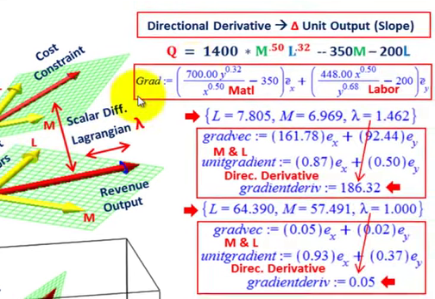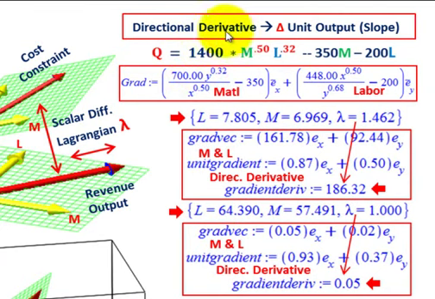So then finally, just looking at it in terms of a directional derivative, to try to tie that in. And remember, the directional derivative is the change in unit output, or the slope that we've been looking at. So here's our production function, and then we would have had some constraint amount here.